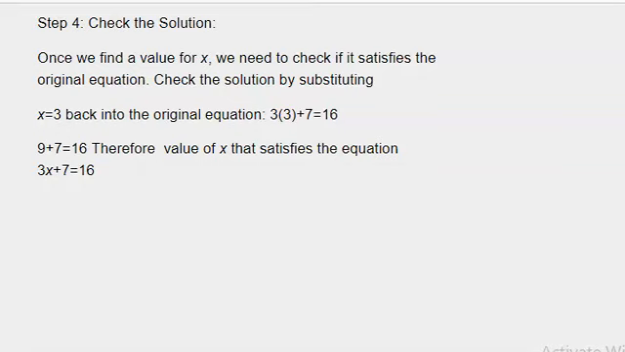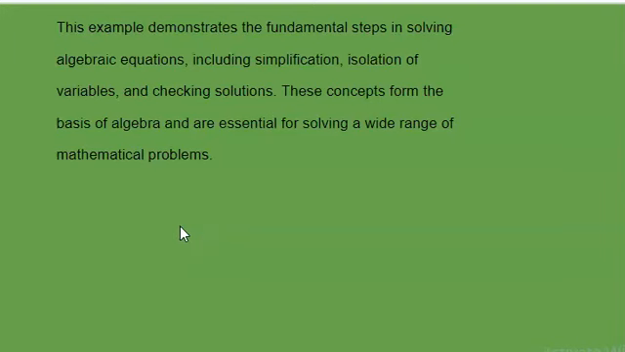We substituted back 3 times x. 3 into x is the same as 3 times x. That comes to 9 + 7, which is equal to 16. Therefore, the value of x satisfies the equation 3x + 7 = 16. This example demonstrates the fundamental steps in solving algebraic equations, including simplification, isolation of variables, and checking the solution.